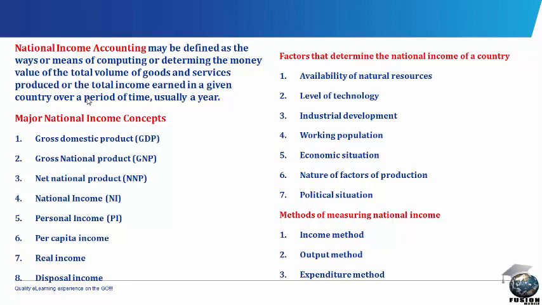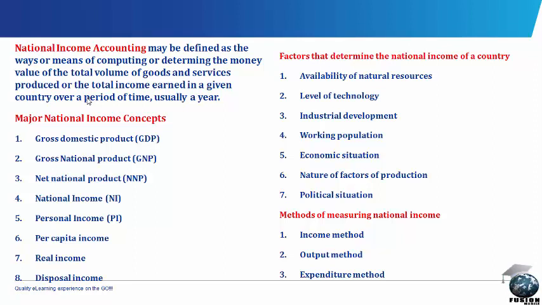Factors that determine the national income of a country. The following are the factors that determine the national income of a country. 1. The nature of factors of production. The amount of capital available, the quantity of the labor force, the fertility of the land go a long way in influencing a country's national income.